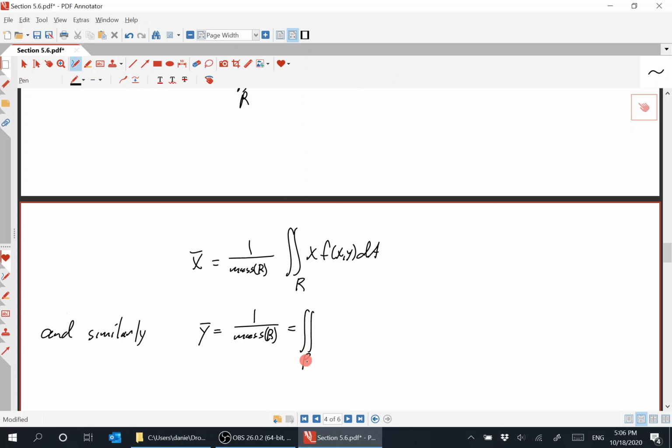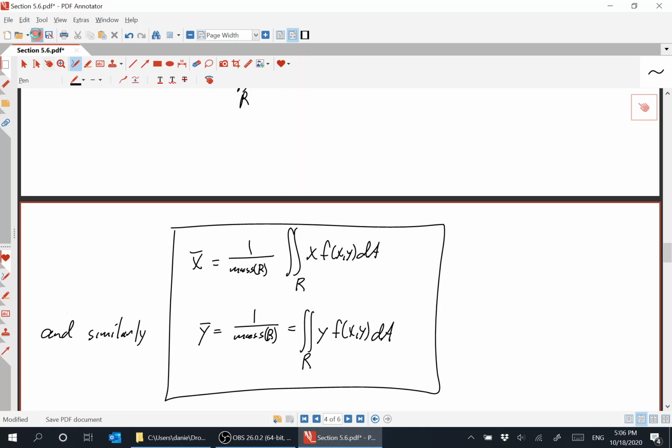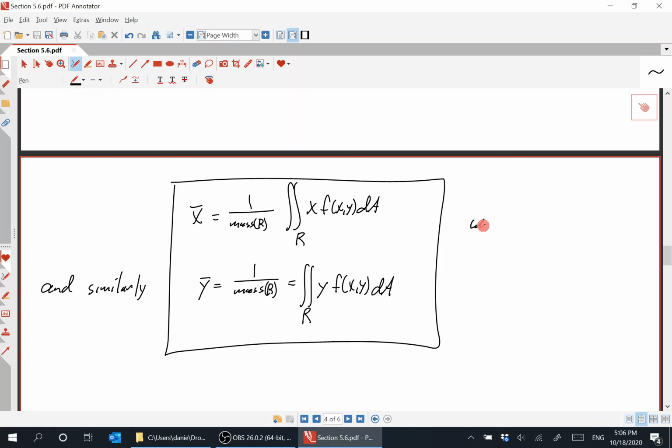The double integral, it's the same calculation, y f x y dA. Notice, all of this where the mass of R is the double integral over R of f x y dA. So density, this is density, that's area. So density times area is mass, and this is the x coordinate.